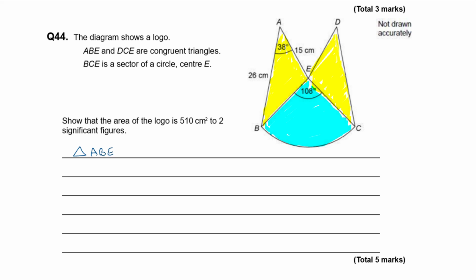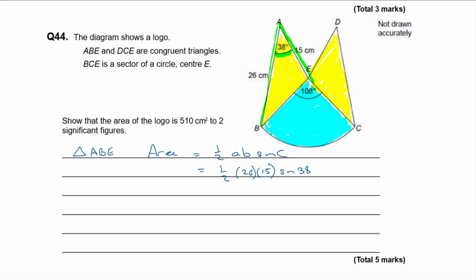Now this is a non-right angle triangle, so I can't use half base times height because I've got no right angle. But what I do have is two sides and an included angle. So I can use the trigonometric version of the area of a triangle formula. If you remember, that is half ab sine C. a and b are the two sides that you know, and C is the angle between the two of them. So that is going to be a half times 26 times 15 times the sine of 38.